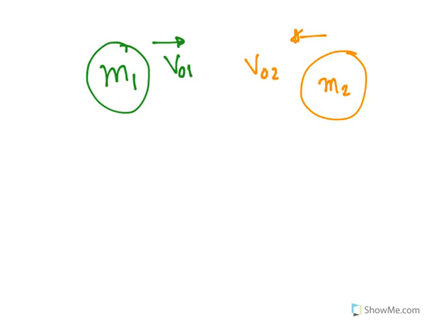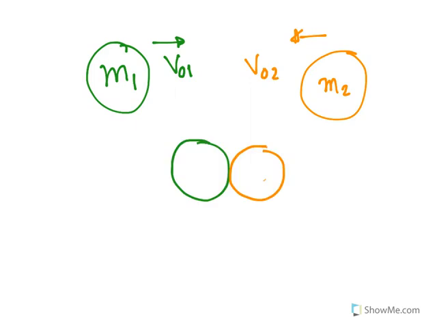Imagine we have two objects, one moving towards one direction, and the other one moving towards the other direction with another velocity. Both of them have initial velocity. Then all of a sudden, what will happen? They will collide. What happens during the collision?